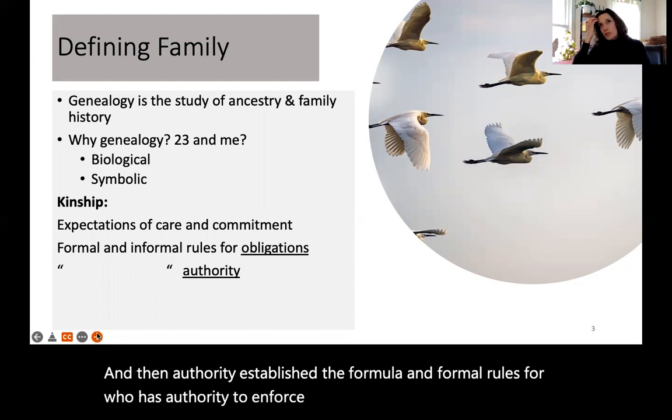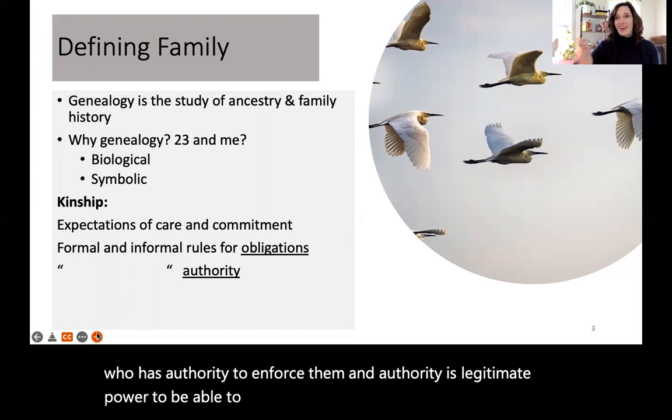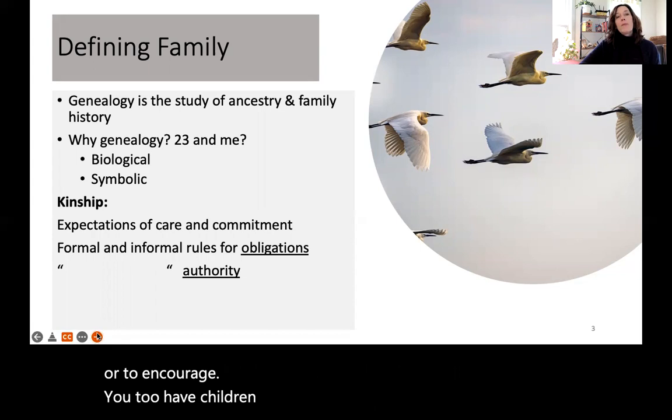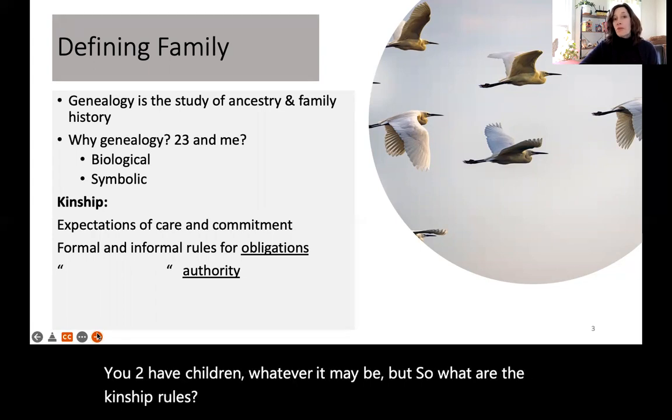And then authority establishes the formal and informal rules for who has authority to enforce them. And authority is legitimate power to be able to say, no, you can't marry this person, or to encourage you to have children, whatever it may be. But, so what are the kinship rules? They are not the same everywhere.